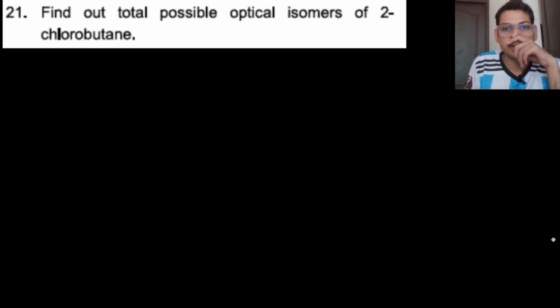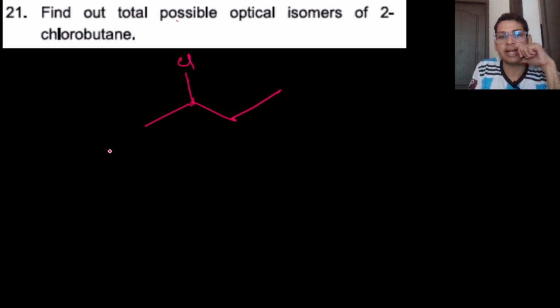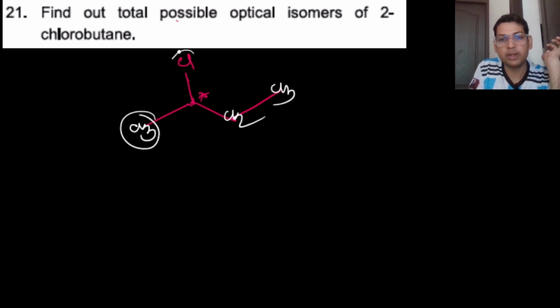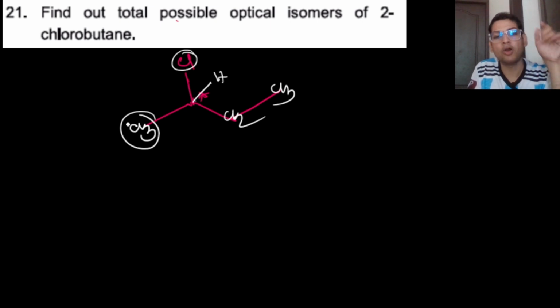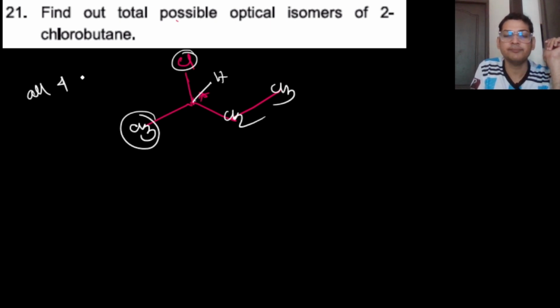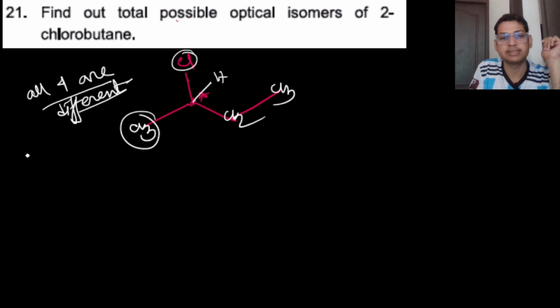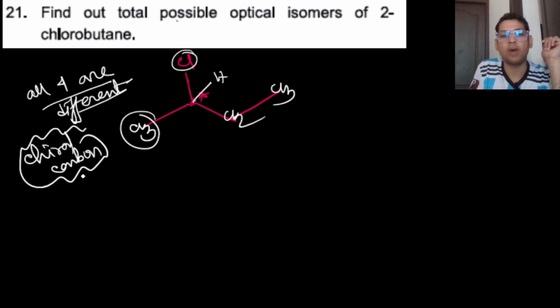Find the total possible optical isomer of 2-chlorobutane. Okay, so 2-chlorobutane should look like this: 1, 2, 3, 4 and 2-chlorobutane. If it is looking like this, then I have to find chiral carbon. Sir, this is a chiral carbon because it is bonded with a methyl group, an ethyl group, a chlorine group, and obviously a hydrogen. All four are different, which means this is a chiral carbon. So how many chiral carbon you are having? 1 chiral carbon.